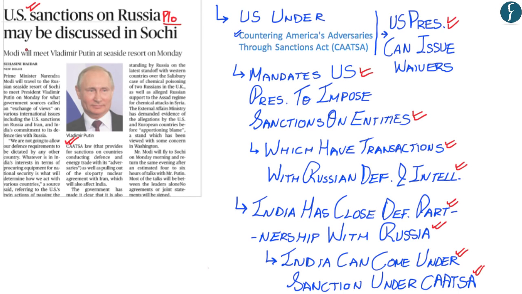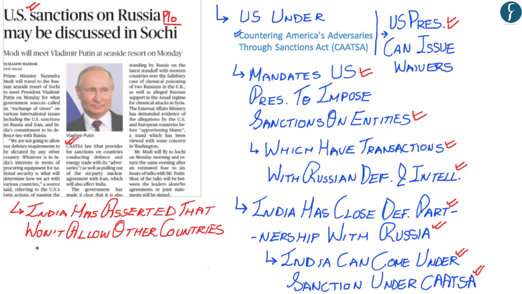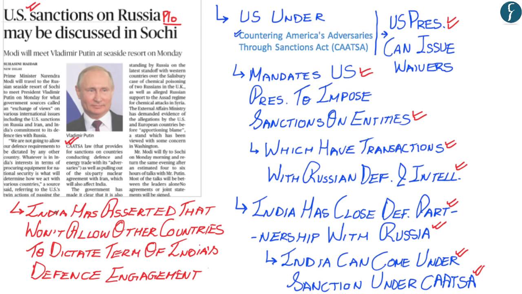Now let us understand what is the focus of this article. Prime Minister Narendra Modi would be travelling to Russia for an informal meet with the Russian President Vladimir Putin, wherein with regards to the CAATSA law, India has said that it would not allow other countries, without naming the United States, to dictate terms of India's defense engagement, such as in this case with Russia. Now hopefully up till here you've understood what is the CAATSA law and what has been the Indian response.